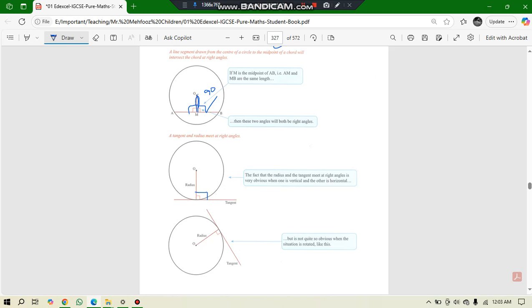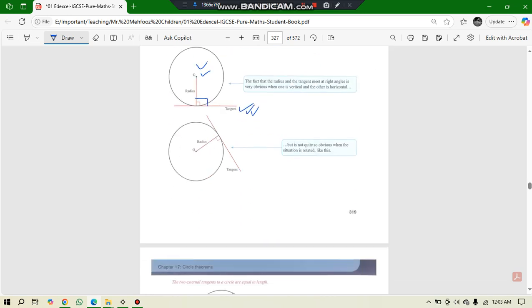The fact that the radius and the tangent meet at right angles is very obvious when one is vertical and the other is horizontal. Let's suppose the radius is horizontal, it means that the tangent is vertical. If the radius is vertical, then the tangent is horizontal. Okay, so this is on the base.